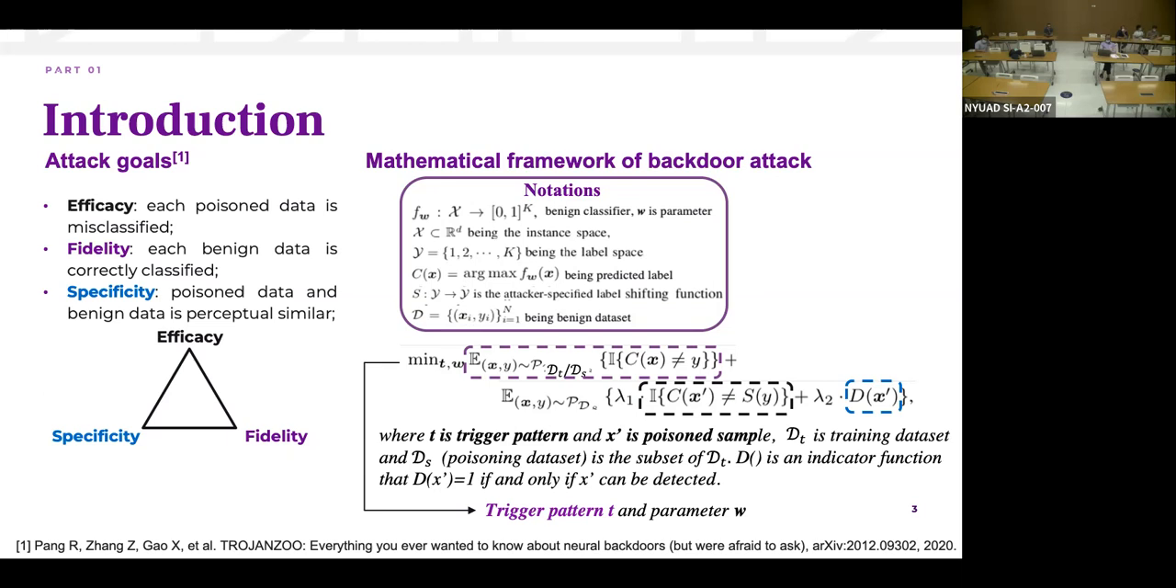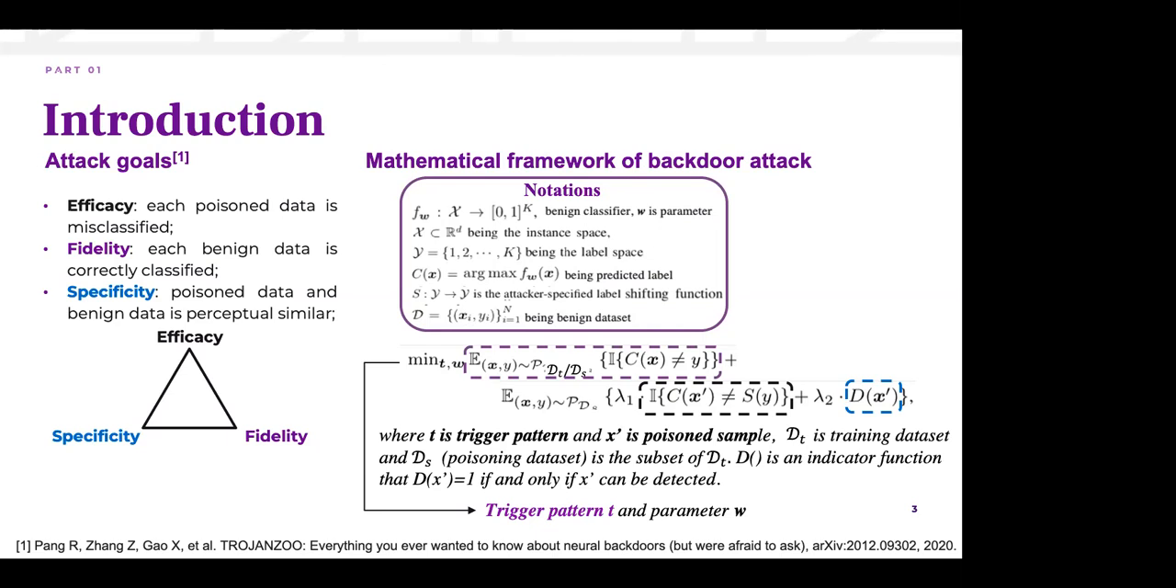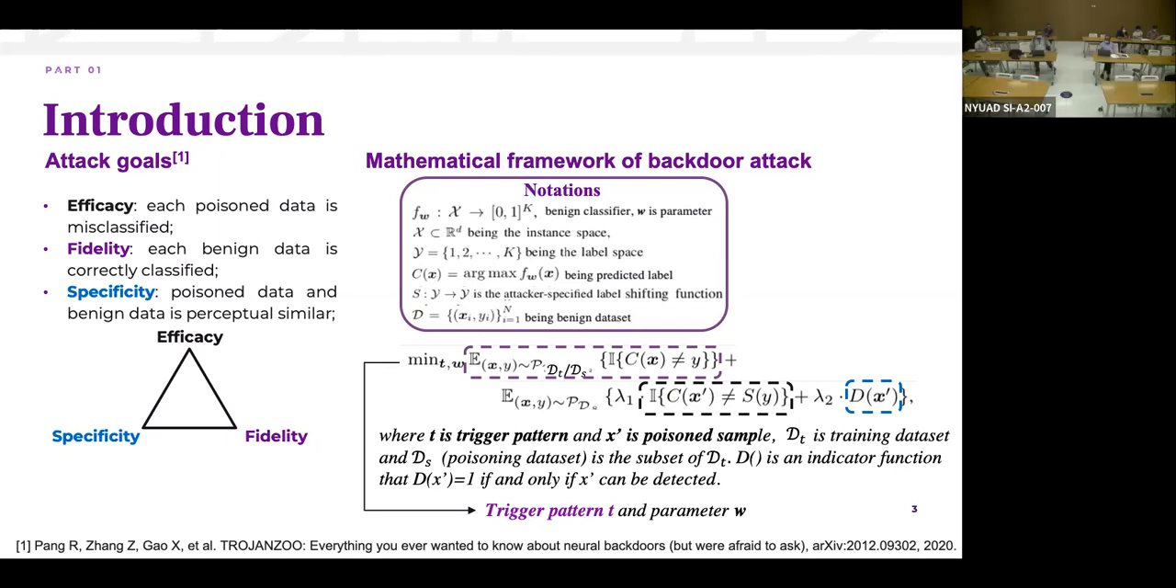I think it should minimize dx, not 1 minus dx. If x prime is the poisoned sample, then you want to minimize, right? Yes. Very good. If the poisoned sample can be detected, the D of x outputs 1. So for many samples, you should minimize the number that can be detected. So I think it should be minimized: the D of X prime, not 1 minus D of X prime. Okay, okay.